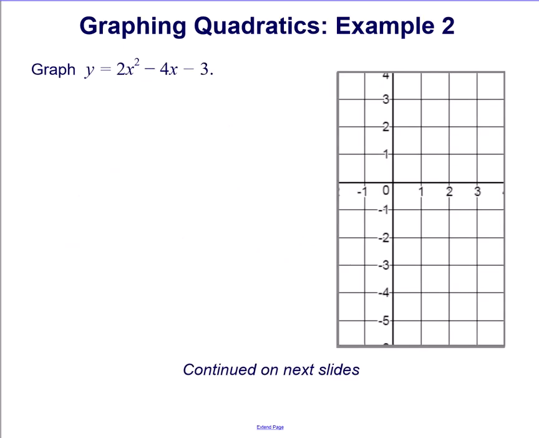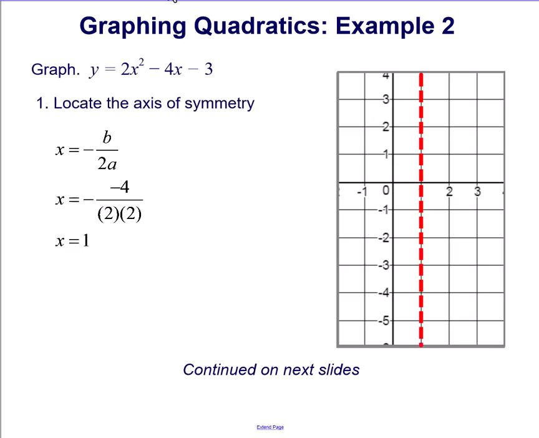In example 2, we're going to practice by graphing y is equal to 2x squared minus 4x minus 3 using the characteristics of the coefficients. We're going to locate the axis of symmetry. That's going to be our first step.